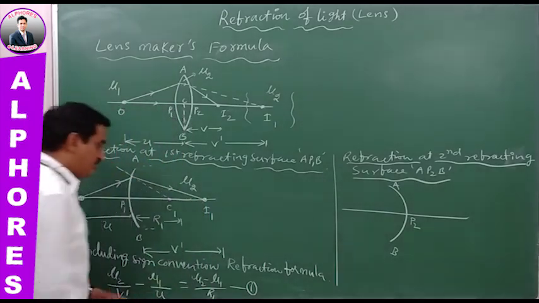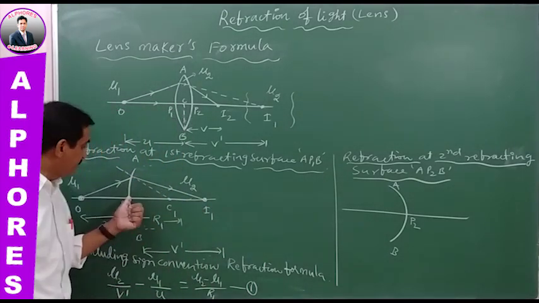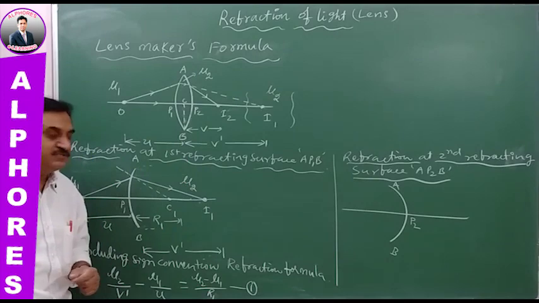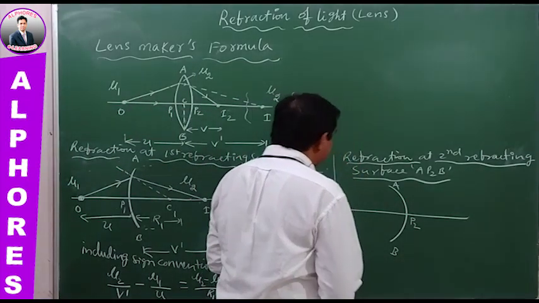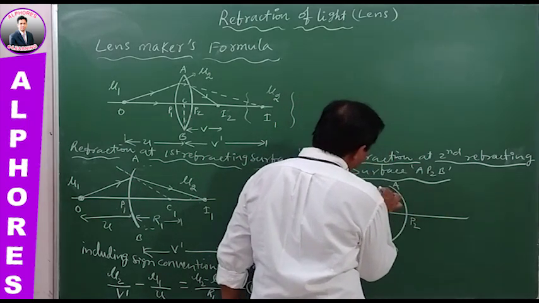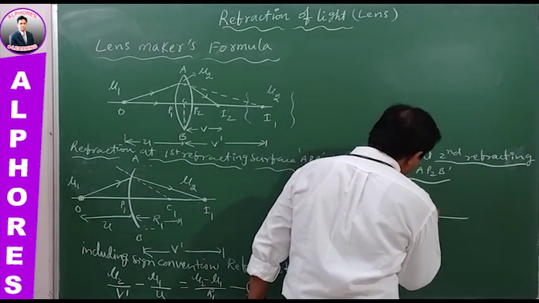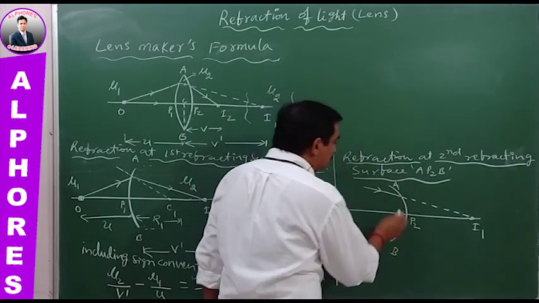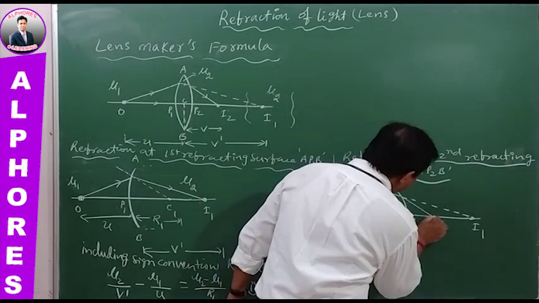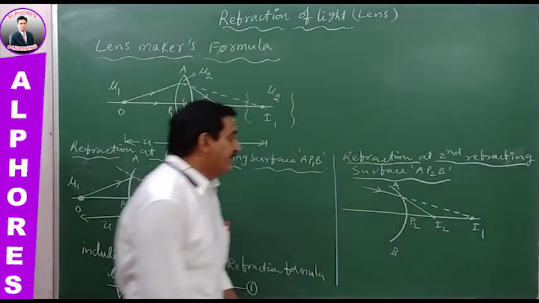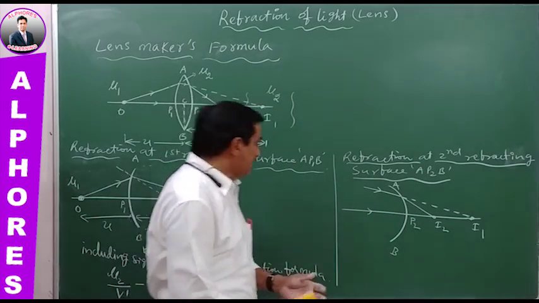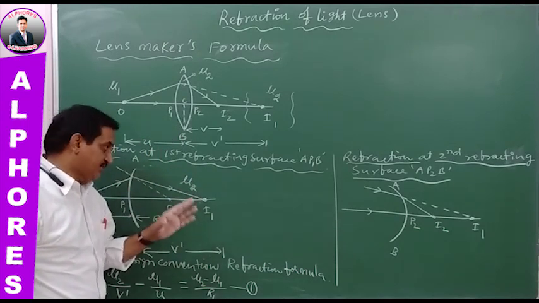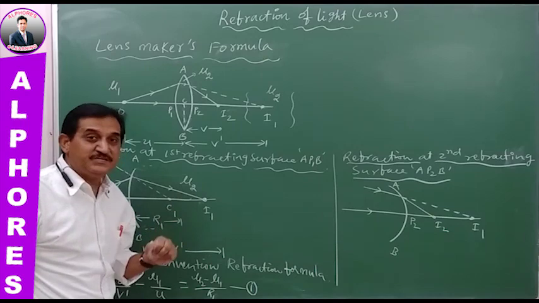Now, this image formed by the first refracting surface, which is inside the lens, serves as an object. Which object? A virtual object to this second refracting surface. Means, this serves as a virtual object. This is I1. Then refraction takes place and the final image is given here, right? Why is it a virtual object? This I1, the image formed by the first refracting surface, serves as an object to the second refracting surface. So which object? Virtual object.